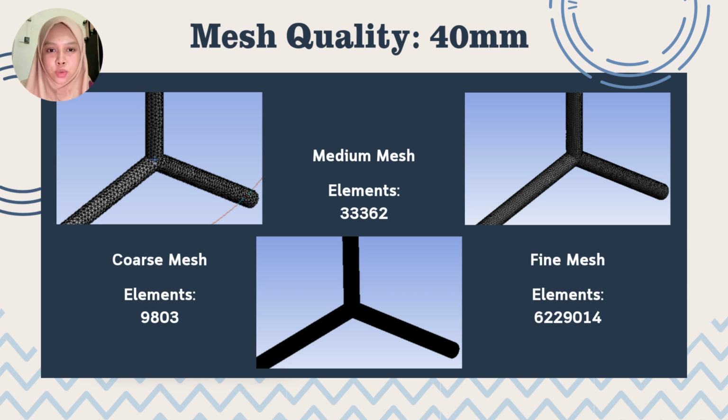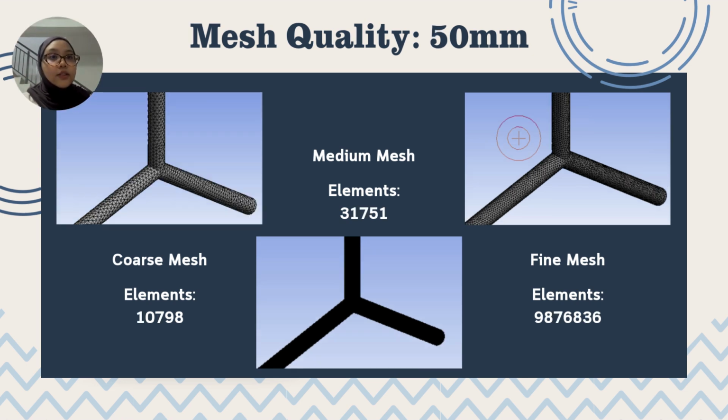So this shows our mesh quality test for the smallest pipe, which is 40 mm. As you can see in the picture, we divided the pipe into 3 types of grids. The first one is a coarse mesh with around 9,800 elements. The next one is the medium mesh with about 33,000 elements. And finally, a fine mesh with over 6.2 million elements. By comparing these 3, we can find the perfect balance between accurate results and computer processing time.